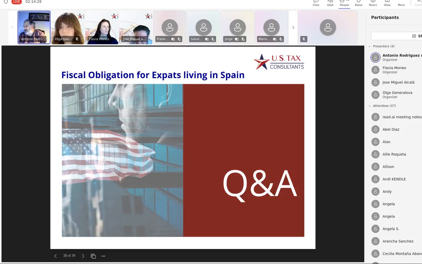You have to file US or Spanish taxes first, Spanish residents? Then you have to file Spanish taxes first, because if you don't file the Spanish taxes first, you will never know how much taxes you pay in Spain in order to compensate with the US taxes. So you need to do the Spanish taxes first.